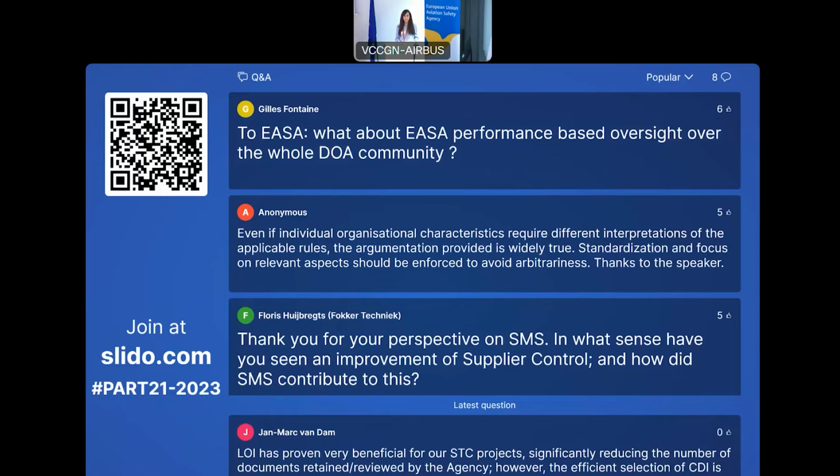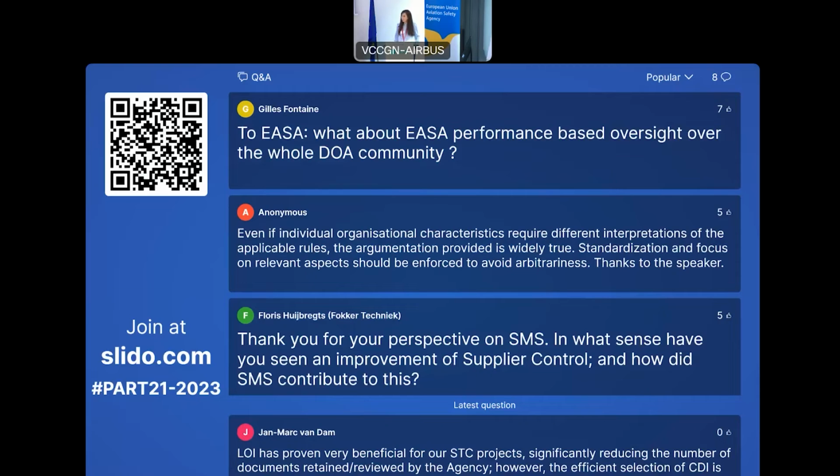Actually, what hasn't been reported by Eva is basically that EASA is still performing compliance-based oversight over at least all the DOA part of the DOA Alliance. And so the question, which is not a brand new question, which has been on the table for years: what about no more compliance-based oversight over the DOA community, but a performance-based oversight by EASA over the DOA community? So who wants to answer?